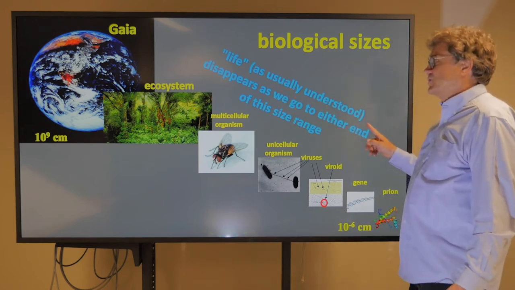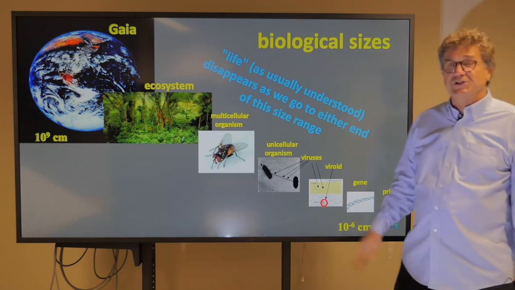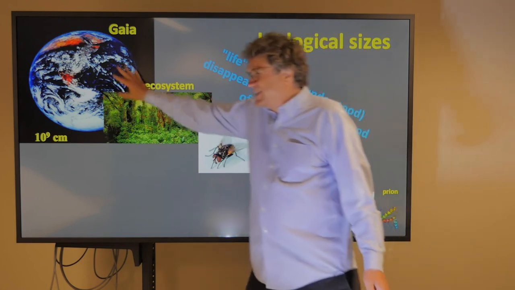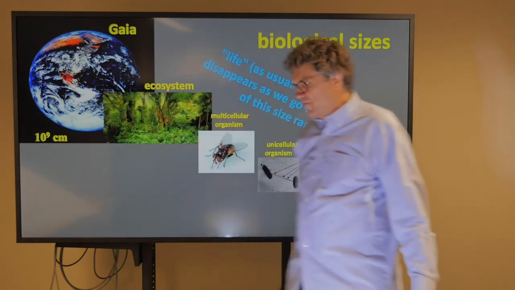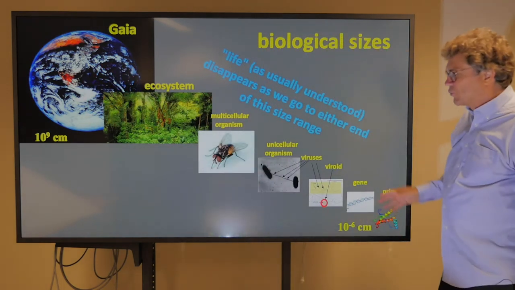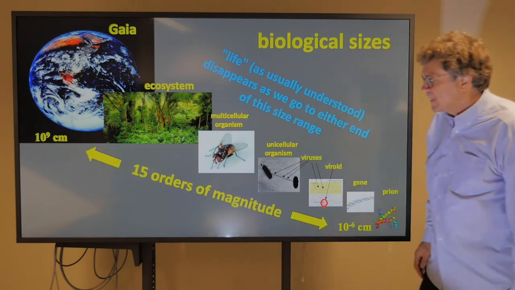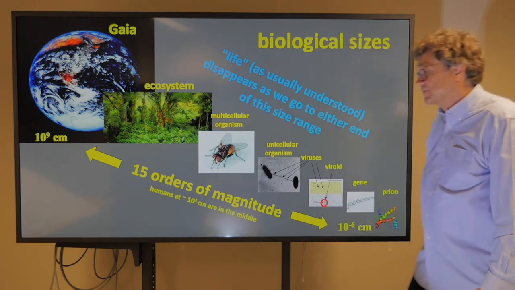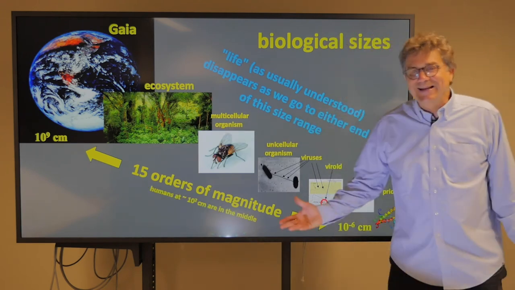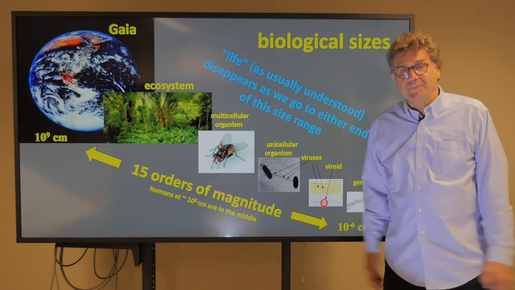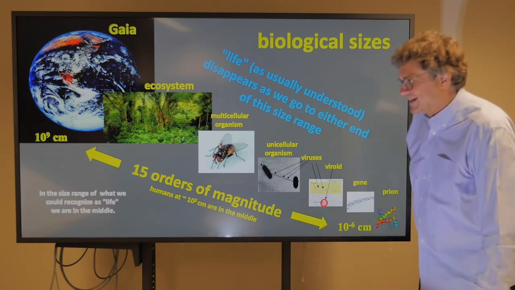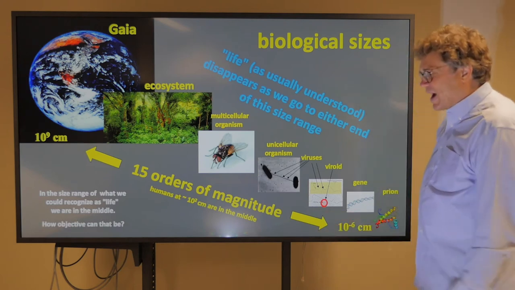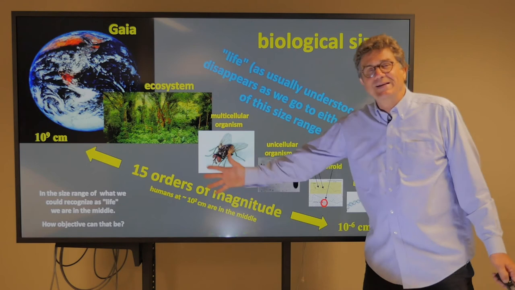Life, as usually understood, disappears as we go to either end of this size range. That's interesting that we're comfortable with life here, but when you get up to here, we wince a little bit and say, is that really life? Down here, we say, is that really life? So we're comfortable with life in the middle. There are 15 orders of magnitude between 10 to the minus 6 and 10 to the 9 centimeters. And humans at 10 to the 2 centimeters are right in the middle. And you can ask, is this size range of what we could recognize as life? We're in the middle, but is that legitimate? How objective can our being in the middle be?